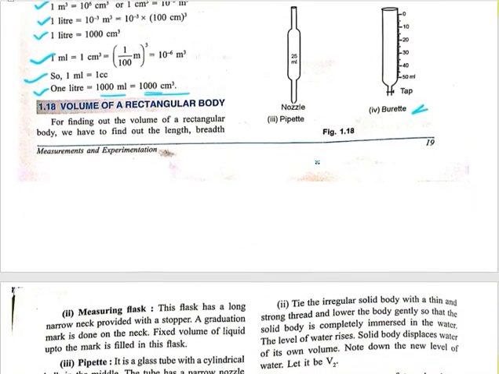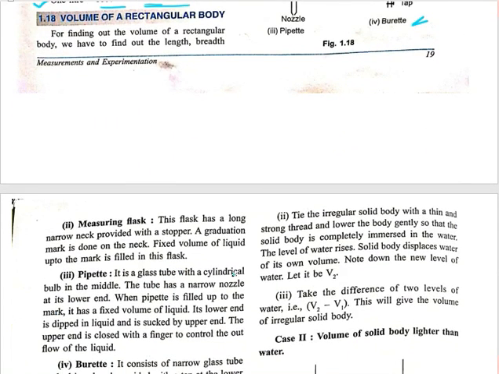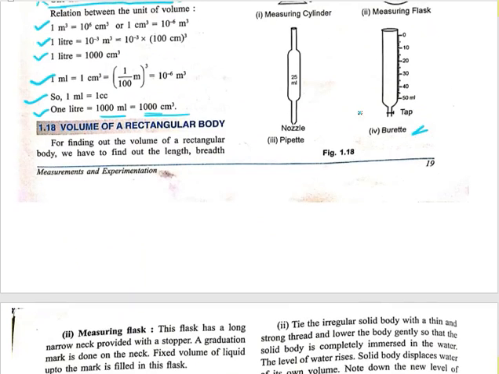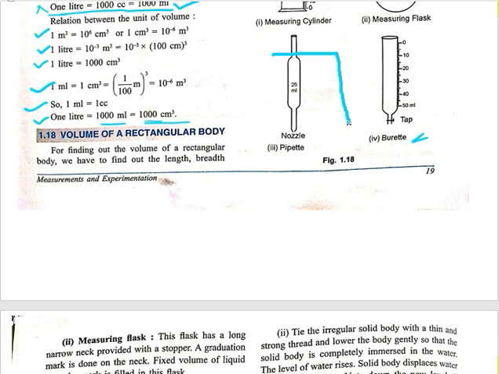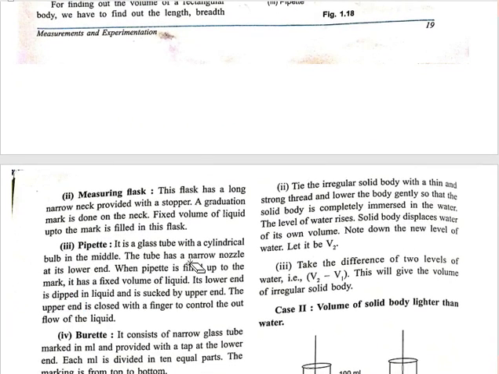Next we have our nozzle or pipette. It is a glass tube with a cylindrical bulb in the middle. You can see the cylindrical bulb in the middle, this one. The tube has a narrow nozzle at the end, and when the pipette is filled up to the mark, it has a fixed volume of liquid. Its lower end is dipped in the liquid and the liquid is sucked up.